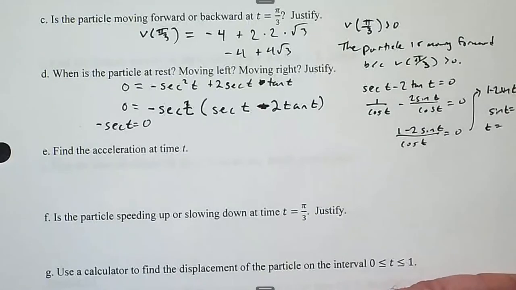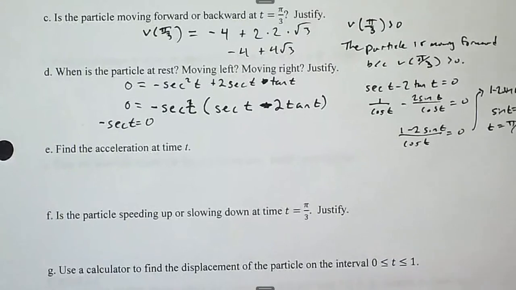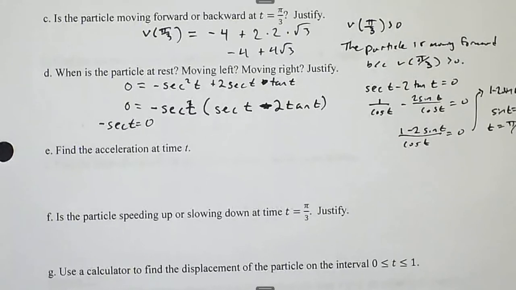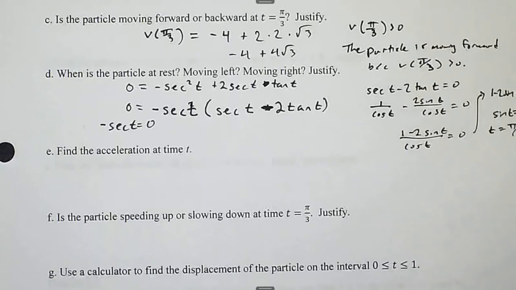When does that happen on the interval from 0 to 1? Well, it happens at pi over 6. And pi divided by 6 is definitely less than 1, because that's a number like 3.1 divided by 6. So that's the only time it's going to happen. The other time is 5 pi over 6, and that is a number much bigger than 1, because that's 15 divided by 6. Okay, so that's the time when it equals 0.